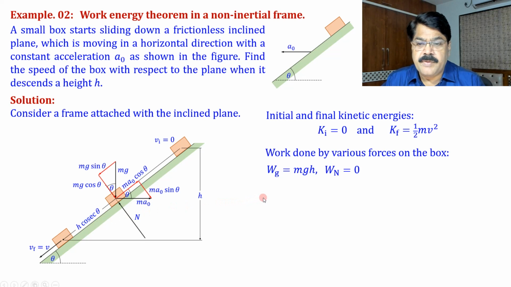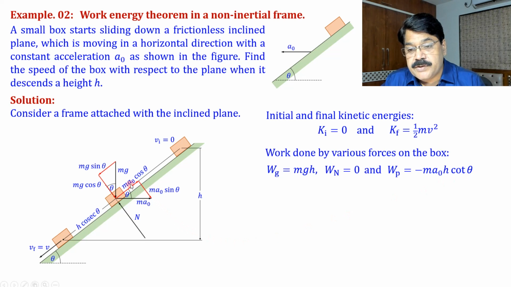Now we calculate the work done by the pseudo force. We denote it by WP, here P for pseudo force, that will be minus ma naught h cot theta. Why? Because this force ma naught cos theta and h cosec theta we multiply, so what do we get? Minus ma naught h cot theta.